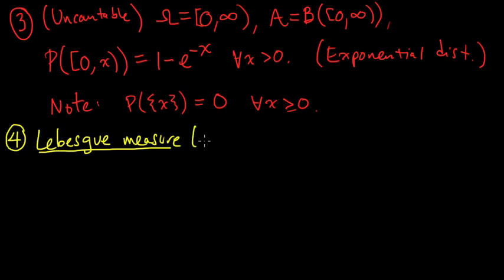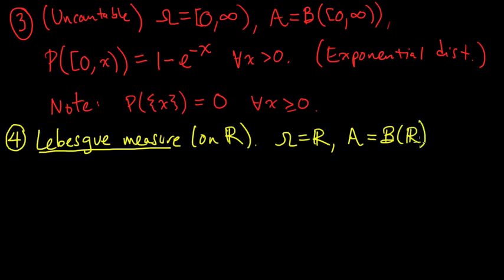So Lebesgue measure on R, on the real numbers, the real line. We'll take omega to be R, of course. We'll take the sigma algebra to be the Borel sigma algebra on the real numbers. And we'll define a measure on intervals (a, b) by b minus a.